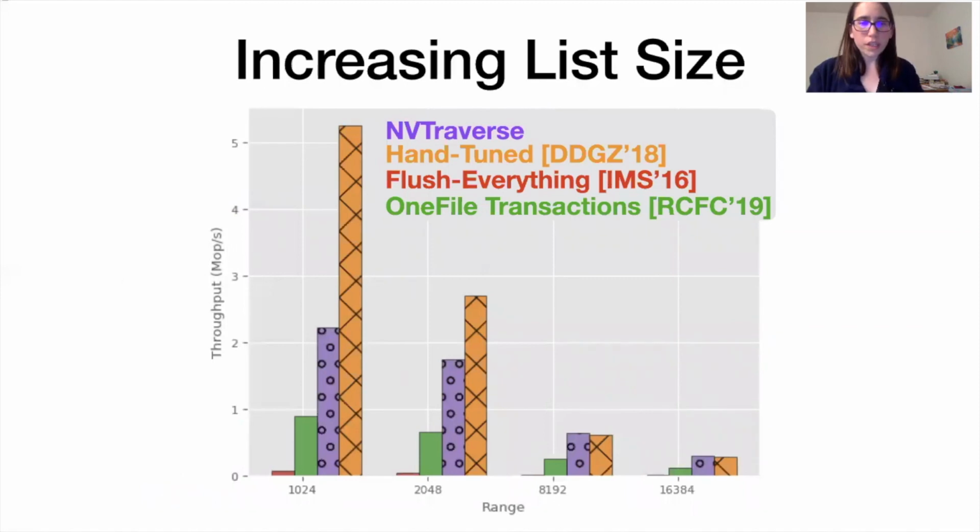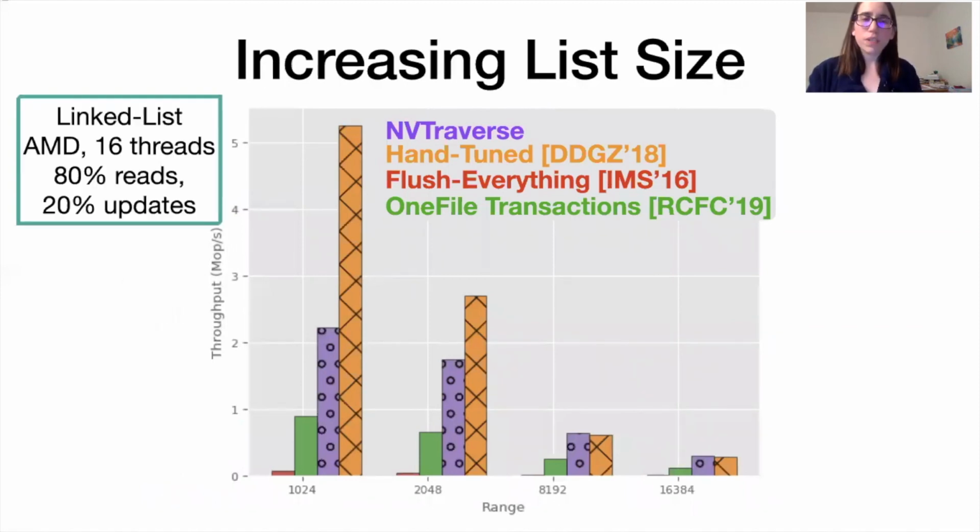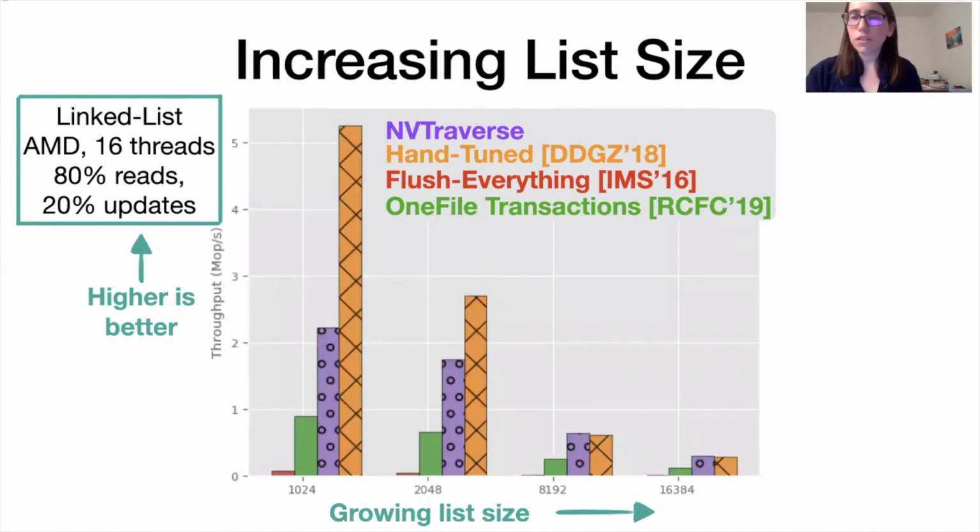What we do here is look at a linked list implementation with 16 threads with 80% reads and 20% updates. What we're seeing is throughput, so higher is better. And across the x-axis, we have the growing list size. A few things to note right away: the NVTraverse version consistently outperforms the other general constructions. The red one is the flush everything construction that I talked about, and the green one is a transactional memory framework. Under all settings, NVTraverse outperforms them.